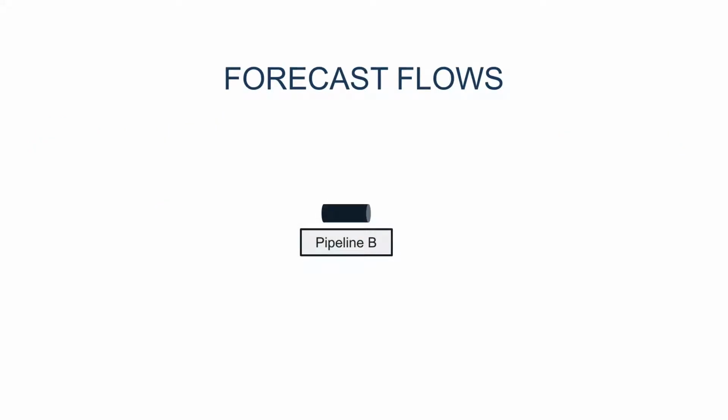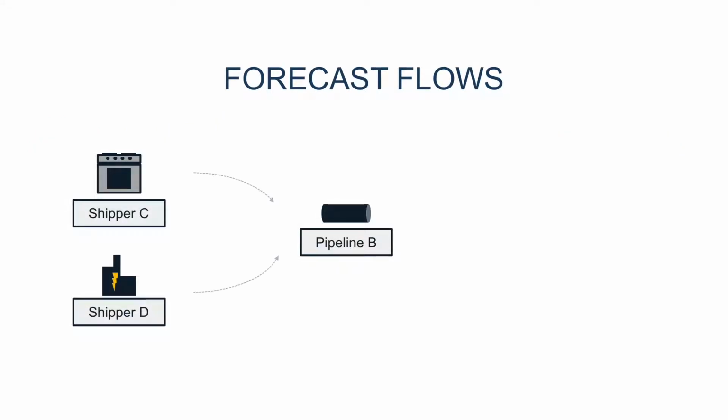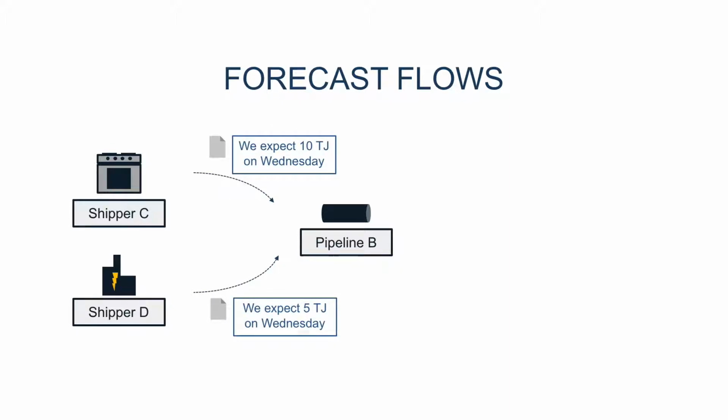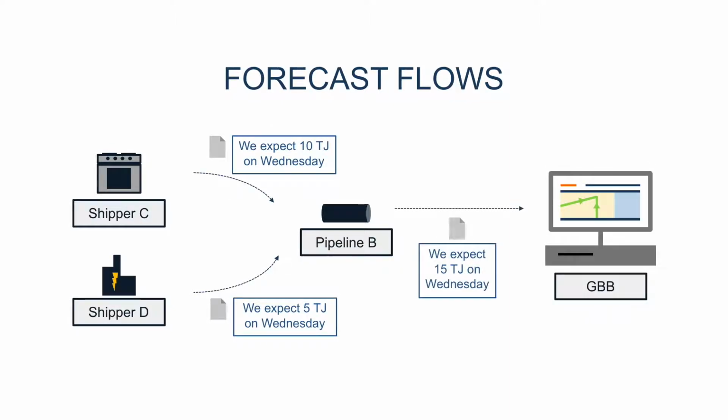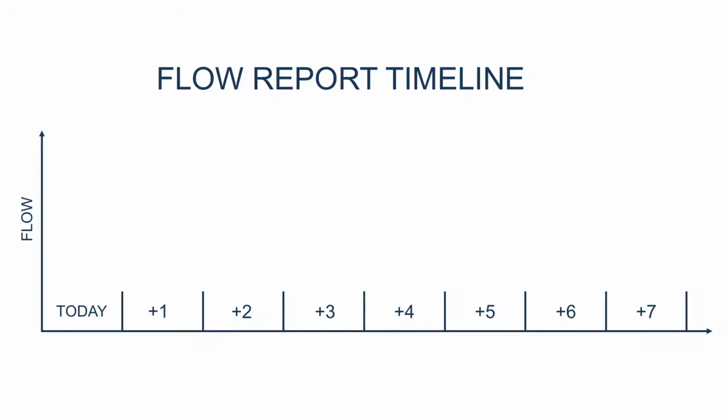Pipeline operators and their shippers, being the people who pay to have their gas moved along the pipeline, have a forecast of how much gas they expect to move on a given day. And that information is available a few days in advance as forecast flows on the bulletin board. For most facilities, there are 3 types of forecast flow data.